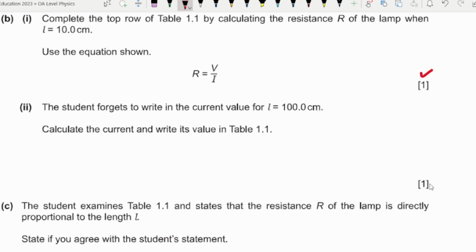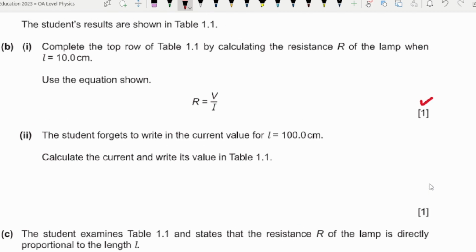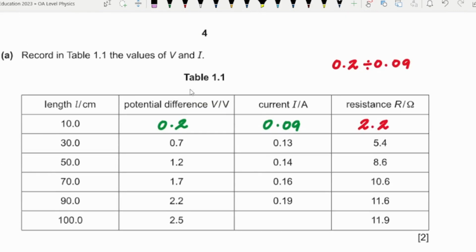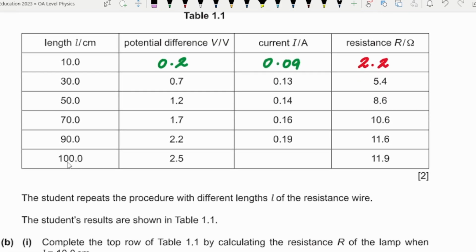The next one is the student forgets to write in the current value for length equals 100 centimeters. Calculate the current and write its value in the table 1.1. So you gotta refer once again to the same formula, R equals V over I. So when the length is 100 centimeter, the value of voltage is 2.5, the resistance is 11.1. You need to use the same equation to find the value of current. 2.5 divided by 11.1. What do we get from here?